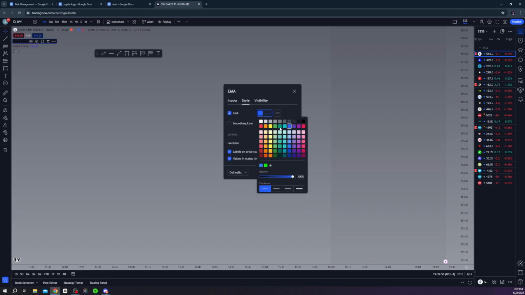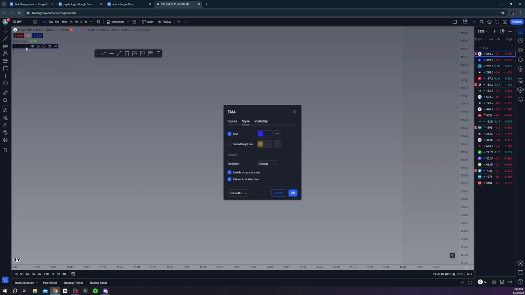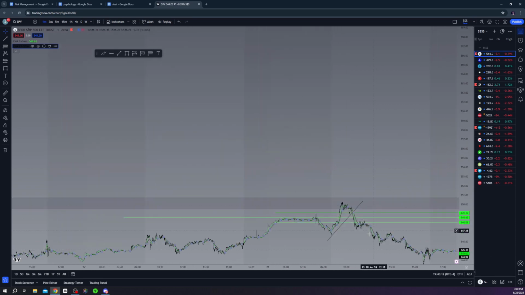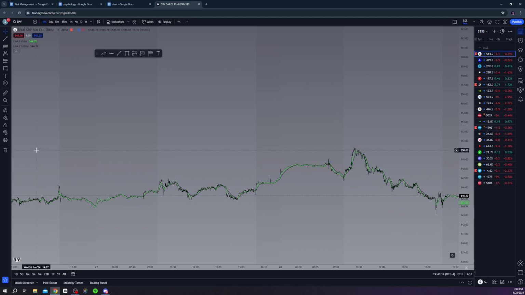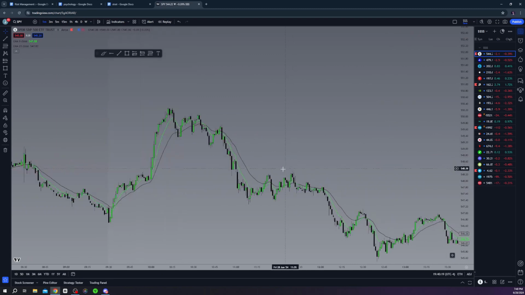One's the 9, one's the 21. Put your 9 to one color. I like mine being green. And then the black is the 21. So I put the 21 to black. I put the 9 to green. Okay. So this is what your chart's going to look like. Let's delete everything. This is what your chart will look like.